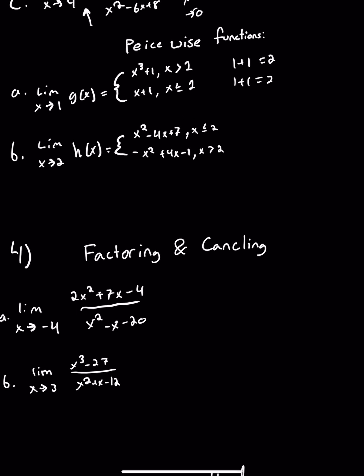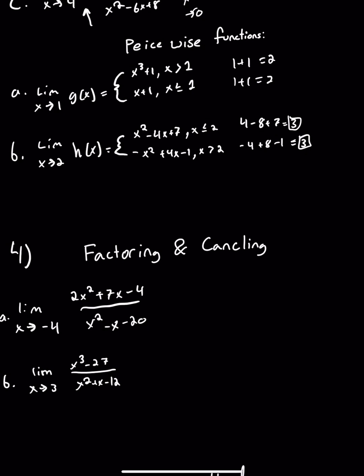Okay, so now we're going to plug in 2 for both of these. 4 minus 8 plus 7 minus 4 plus 8 minus 1. That's going to give us 4 minus 1 equals 3. And the other is going to equal negative 1 plus 4 equals 3. So they both equal 3 when x equals 2. So that will be our limit there.